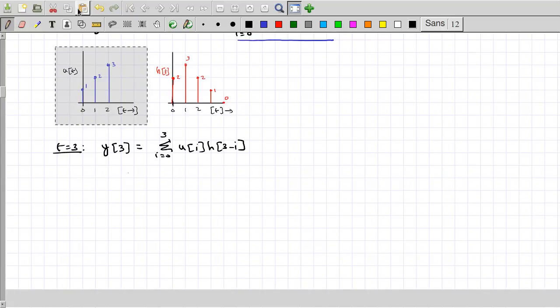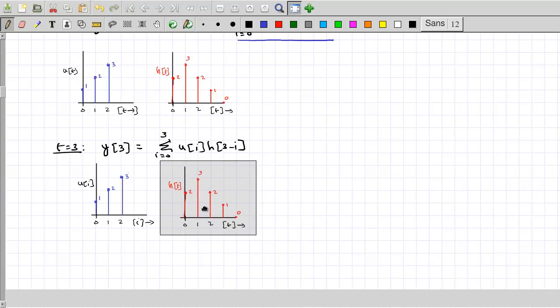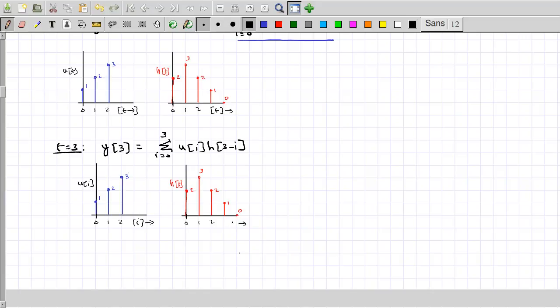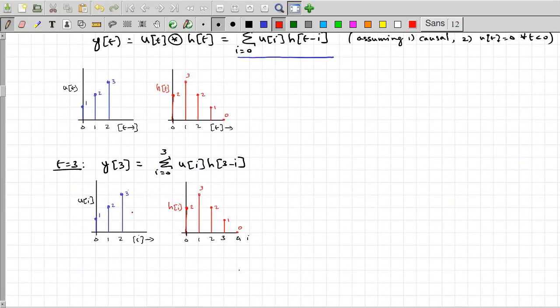I'll just copy this and put it here. I'll make this index i, like this, and this is u i. Now I want to find h of 3 minus i. So before I find h of 3 minus i, let me copy this and then just put this here. This is still just h of t. Just like I did for the other one, I'll make this index i and I'll write h of i over here. And then I want to find h of minus i first.